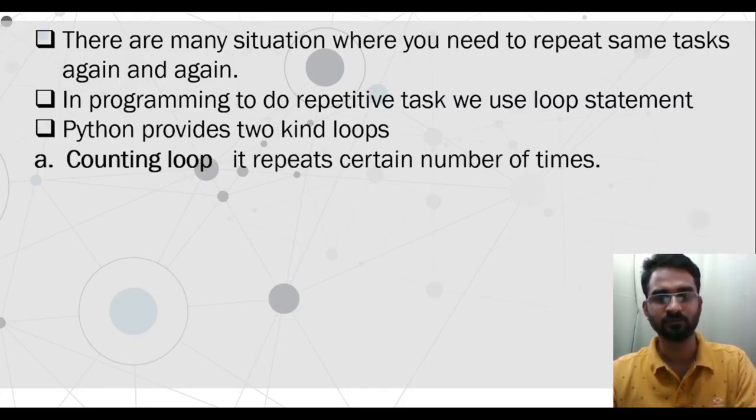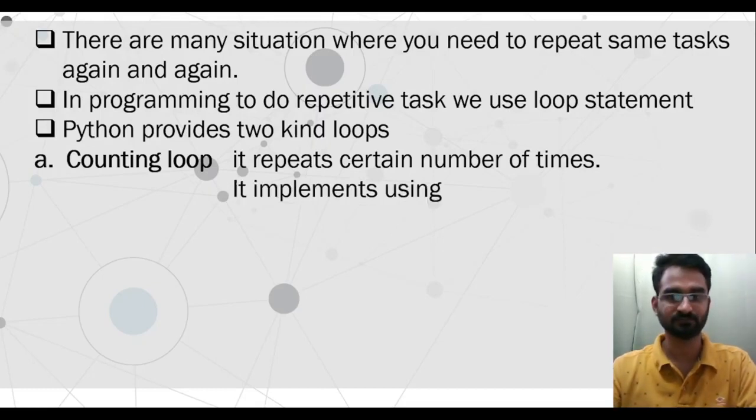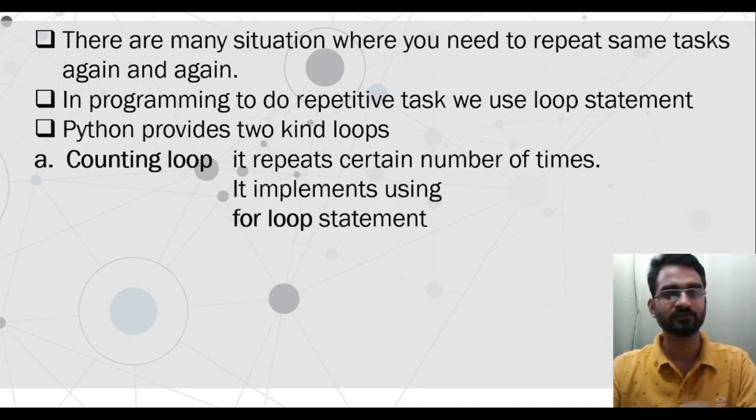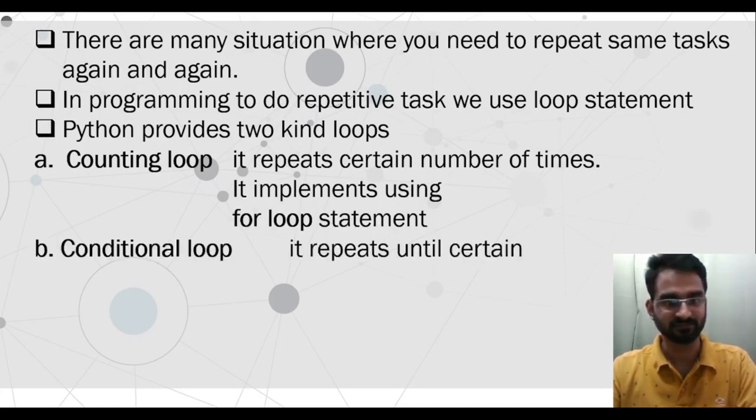In counting loop, we repeat something a certain number of times. Let's say we want to do some work 100 times, or say we want to do some work 50 times. In this case, we use counting loop. All right. So for counting loop, we use the for loop statement.